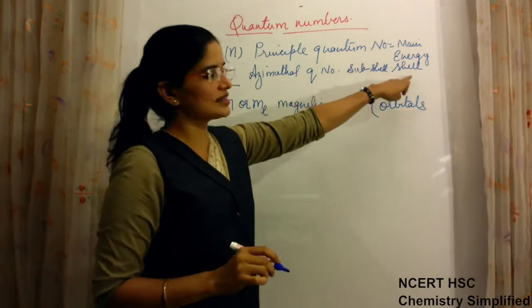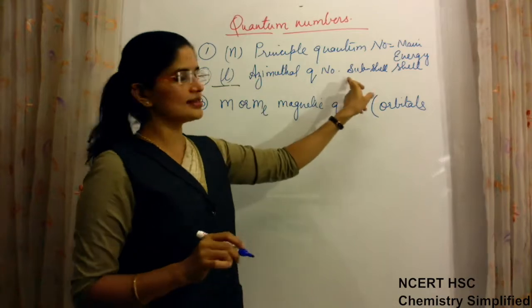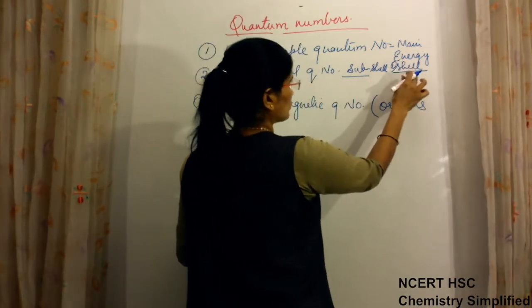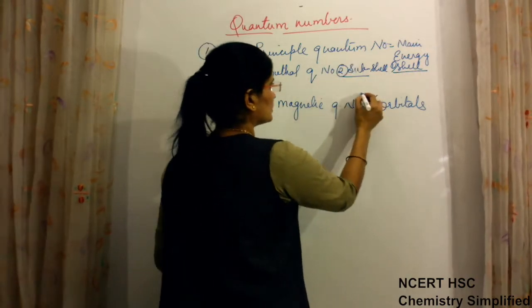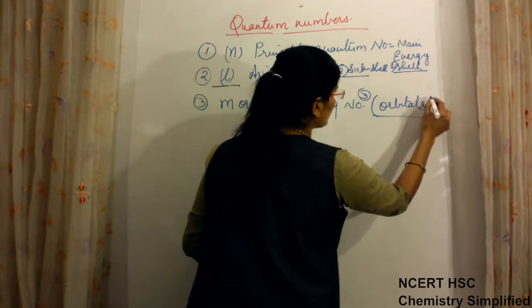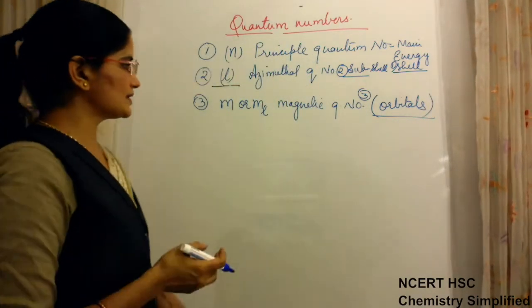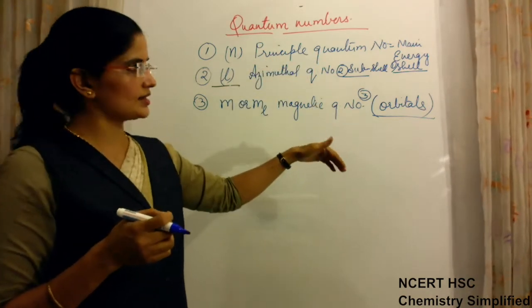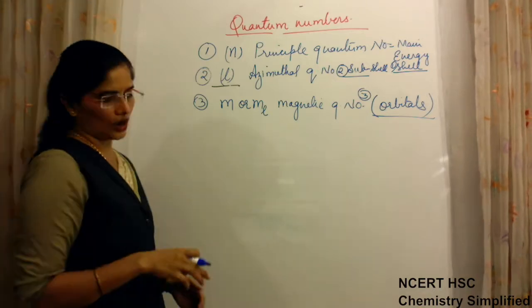This tells us about the shell. Azimuthal small l tells us about subshells. The first one tells about the shell, the second one tells us about the subshell, and the third one tells us about orbitals. Okay, and this order is like that: inside the shells subshells are present, inside the subshells orbitals are present. Now let's see how they are present.